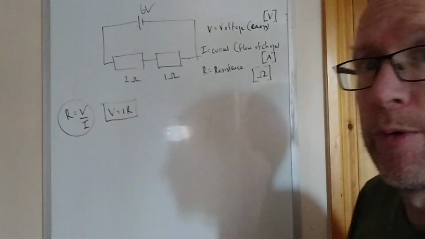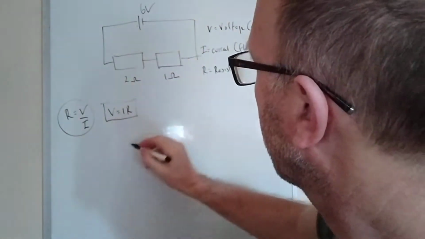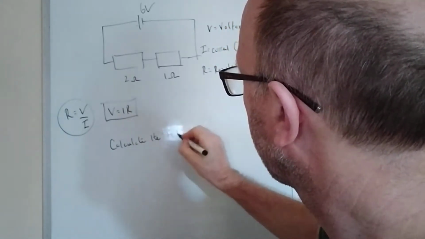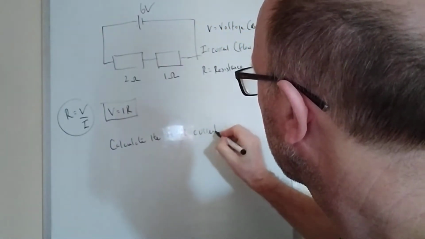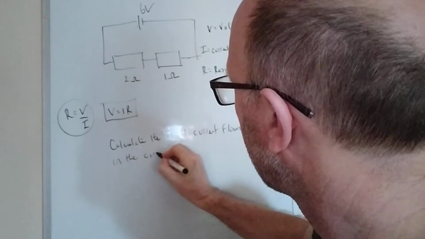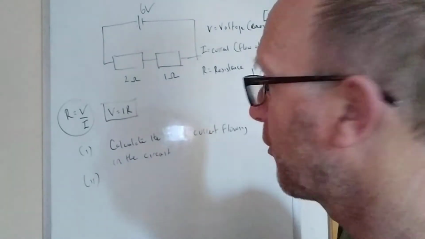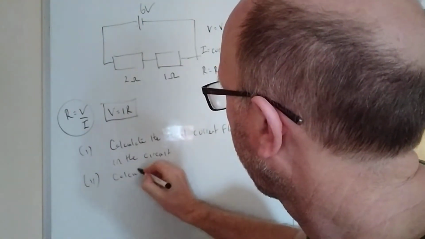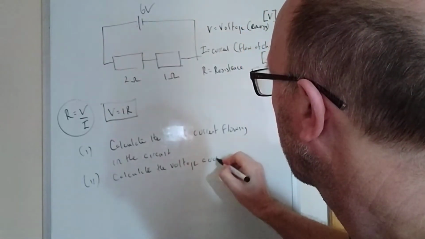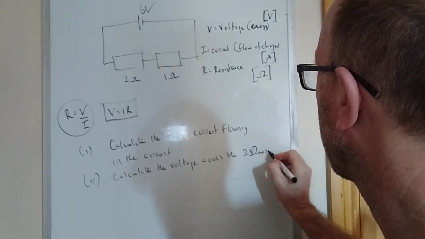So just a few quick questions, and this is what I want you to be able to do. Right, so in this case, calculate the total current flowing in the circuit, okay, that's part 1, and part 2, calculate the voltage across the 2 ohm resistor.